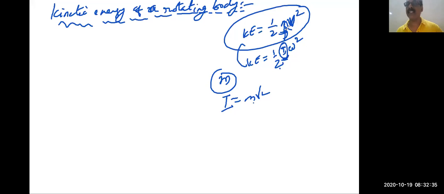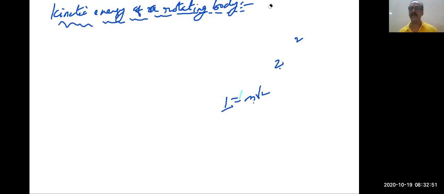What is the role mass plays in linear motion? The same role moment of inertia plays in rotational motion. Is it clear? Now this one we are going to prove: kinetic energy is half m v squared, that is half I omega squared. We have to prove it. Okay, look how we are going to prove it.